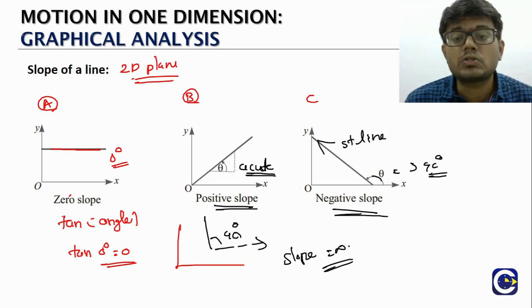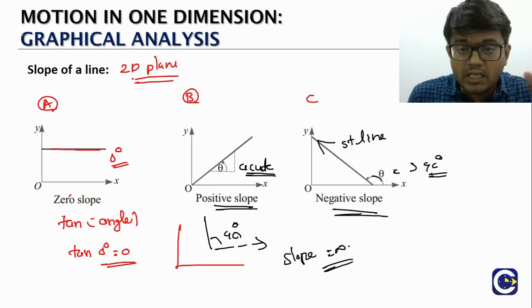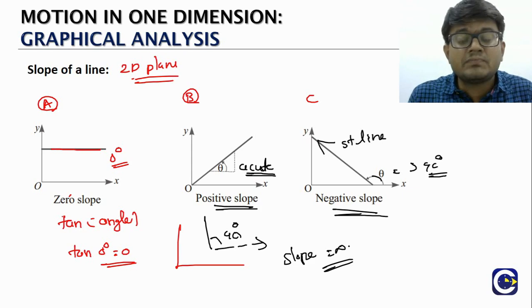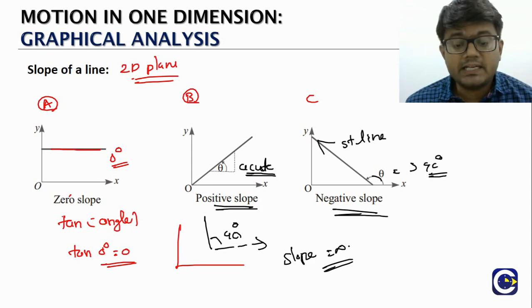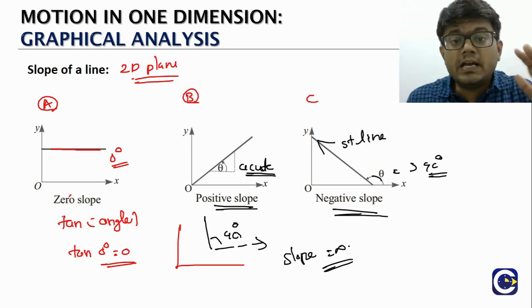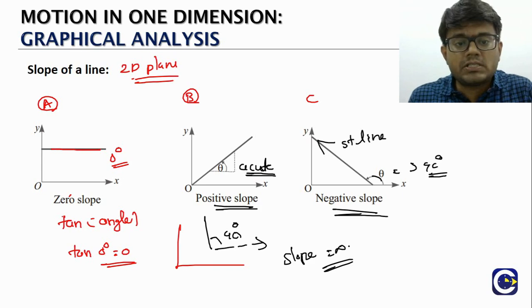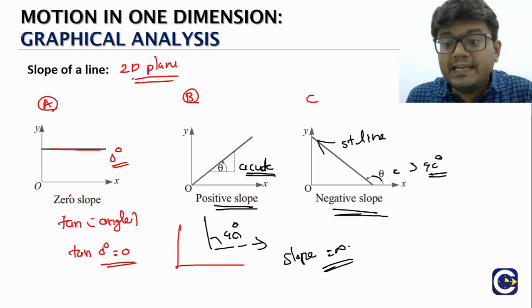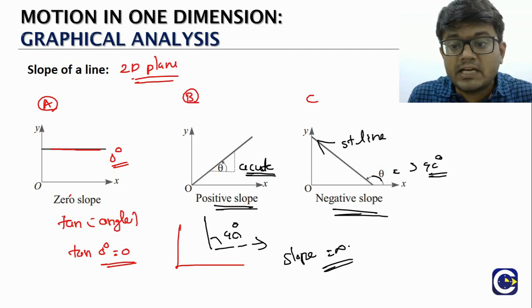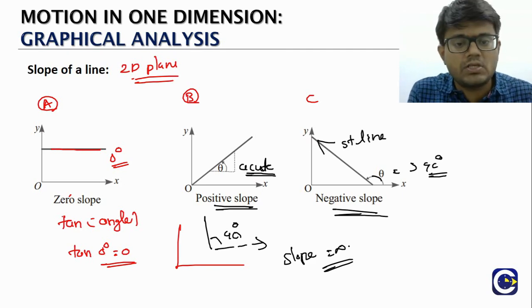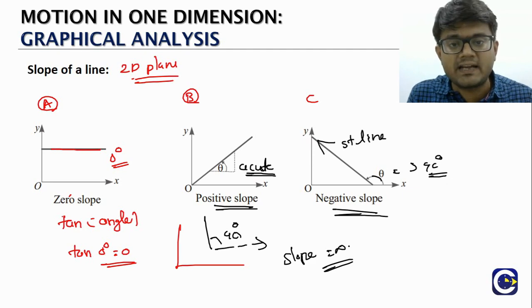So when you talk about the slope of a straight line, it can be 0 if it is a horizontal line. It can be infinity if it is a vertical line. If the line is making an acute angle with the positive x-axis direction, then it will have a positive slope. If the line is making an obtuse angle with the positive x-axis direction, it will have a negative slope. So this is how we can have the various possibilities for the slope of a straight line. We will see what is the significance of this.